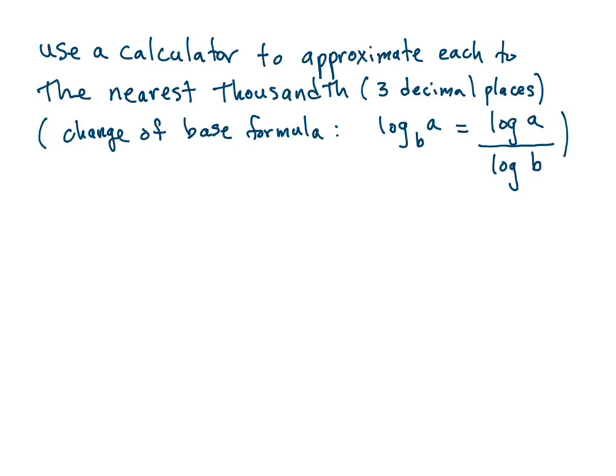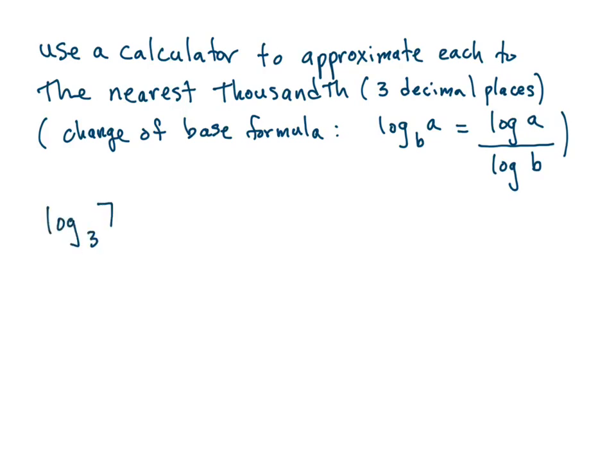In the next problem set, they ask us to use a calculator to approximate each log to the nearest thousandth, so 3 decimal places. And we're going to have to use the change of base formula to do this. So if we have log base any b, whatever the base is, of a number, to use the formula on our calculator, we have to go log of whatever the argument number is on top, and then log of the base on the bottom.